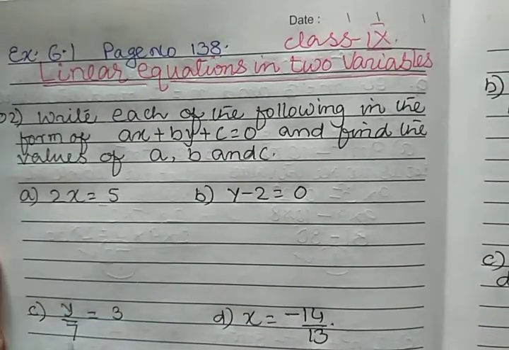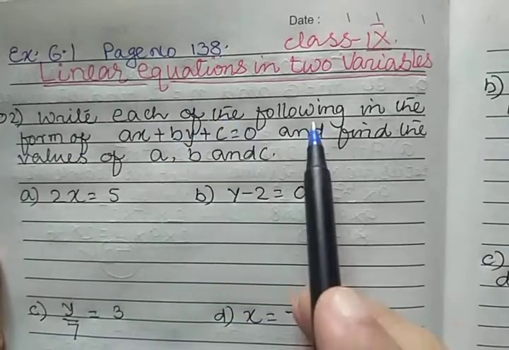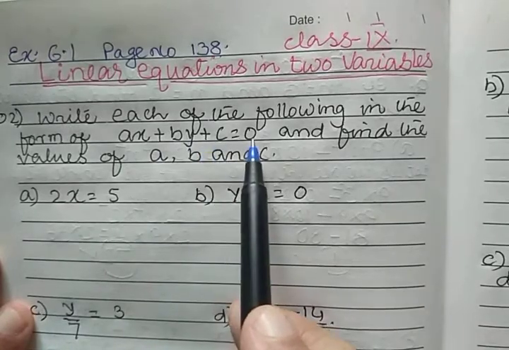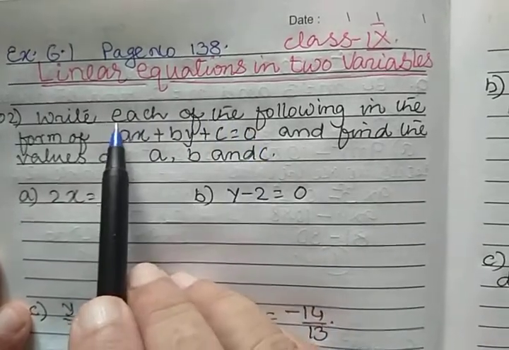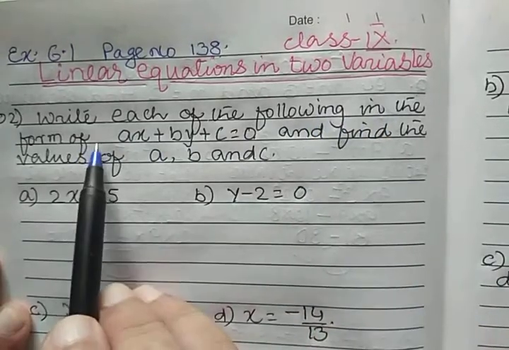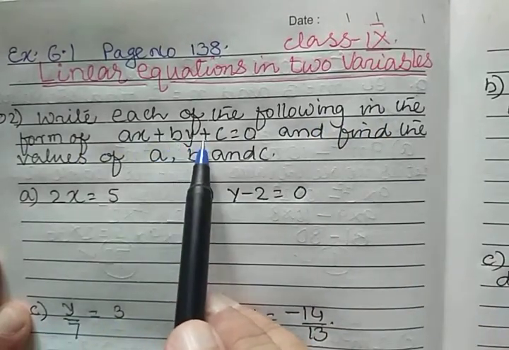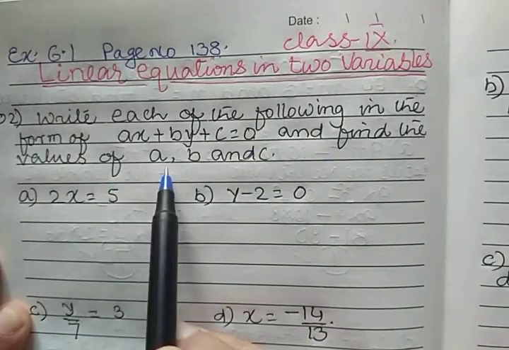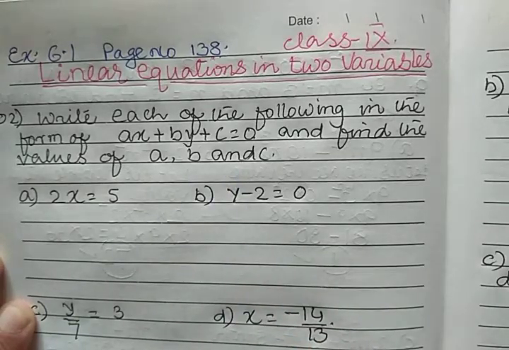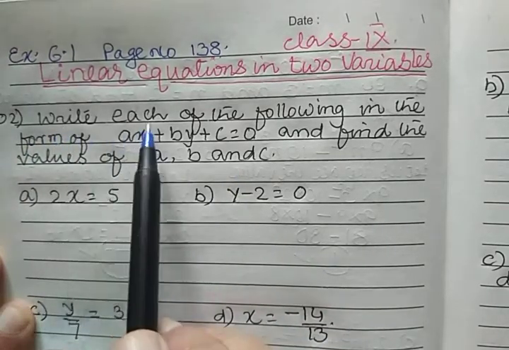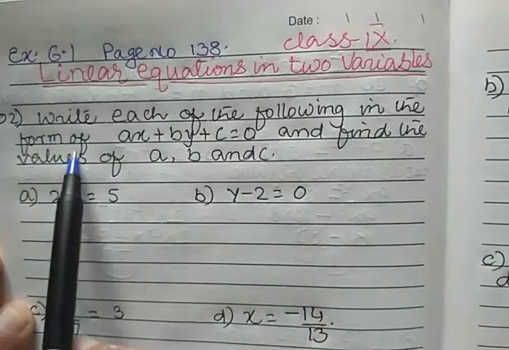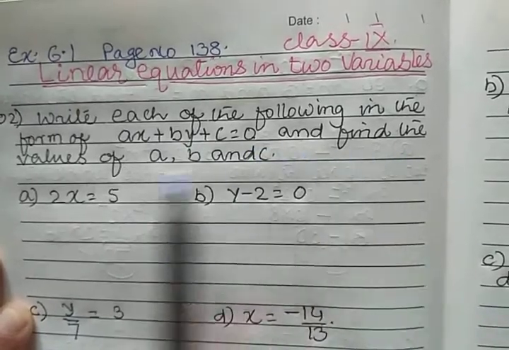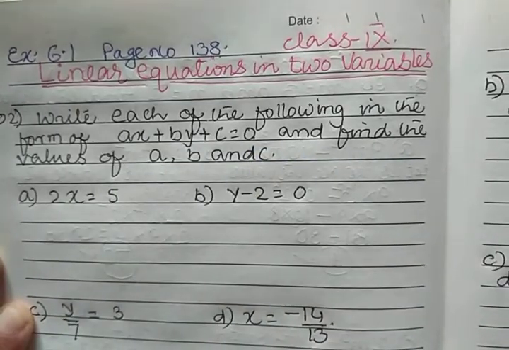Question number 2. Write each of the following in the form of ax plus by plus c is equal to 0, and find the values of A, B and C. What is the question? Write each of the following in the form of ax plus by plus c is equal to 0 and find the values of A, B and C.